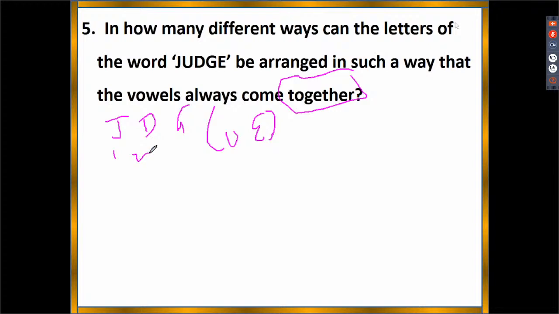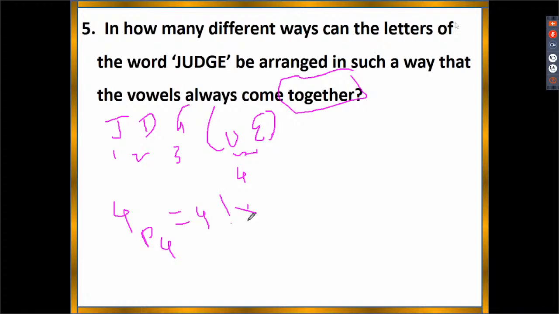This is the first letter, this is the second letter, this is the third letter, and these two vowels come under the fourth letter only. Why? The fourth letter is nothing but UE, the vowels together. So by using four letters, in how many ways can we arrange? 4P4 is the direct value, nothing but 4 factorial.